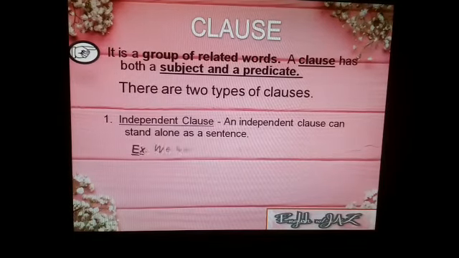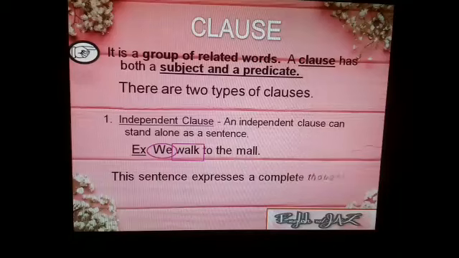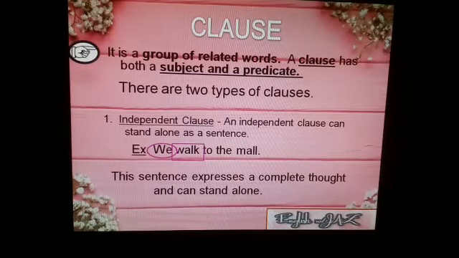For example, we walked to the mall. In this sentence, we have our subject, we, and our verb, walked. This sentence expresses a complete thought and can stand alone, which makes it an independent clause. So all simple sentences can be considered as independent clauses.